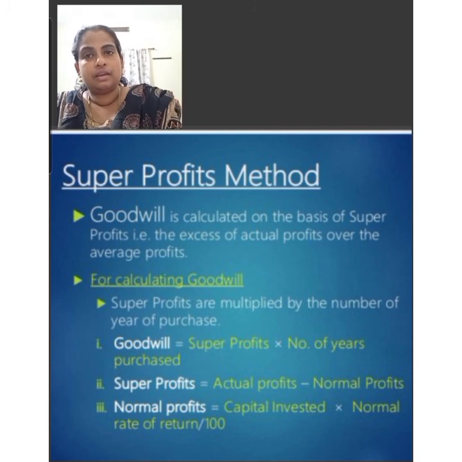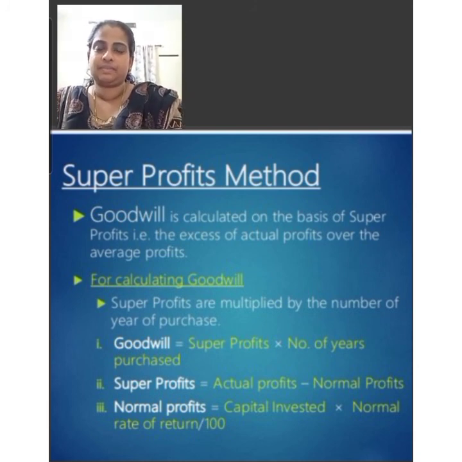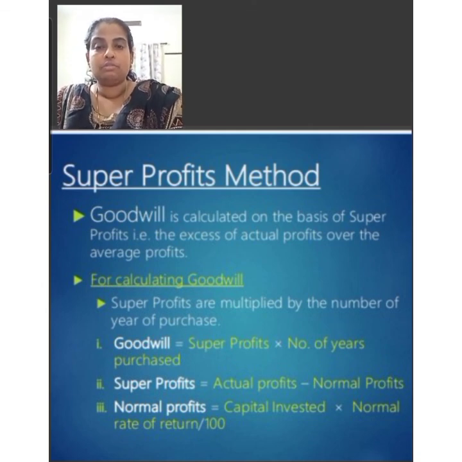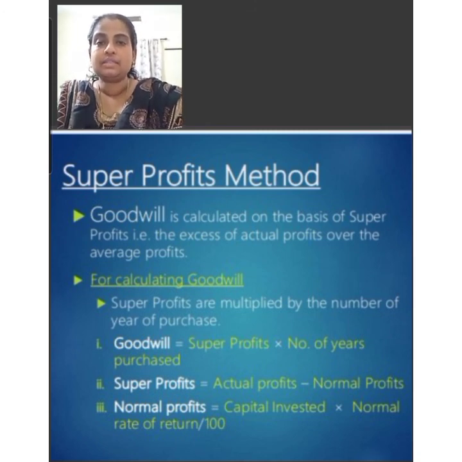How much is the amount of normal profit? 30,000. The next step is to calculate the amount of super profit. Super profit equals average profit minus normal profit. That is 48,000 minus 30,000 equals 18,000, which is the amount of super profit. The next step is to calculate the amount of goodwill. Goodwill equals super profit into number of years purchase. That is 18,000 into 3 equals 54,000, which is the amount of goodwill under the super profit method.